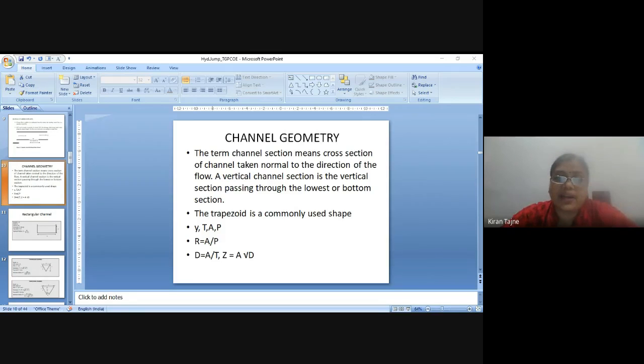Then section factor Z for critical flow computation. It is the product of water area and the square root of hydraulic depth, A into under root D. And in the case of a uniform flow section, it is given by 2/3. Okay. So these are some of the nomenclatures for open channel.